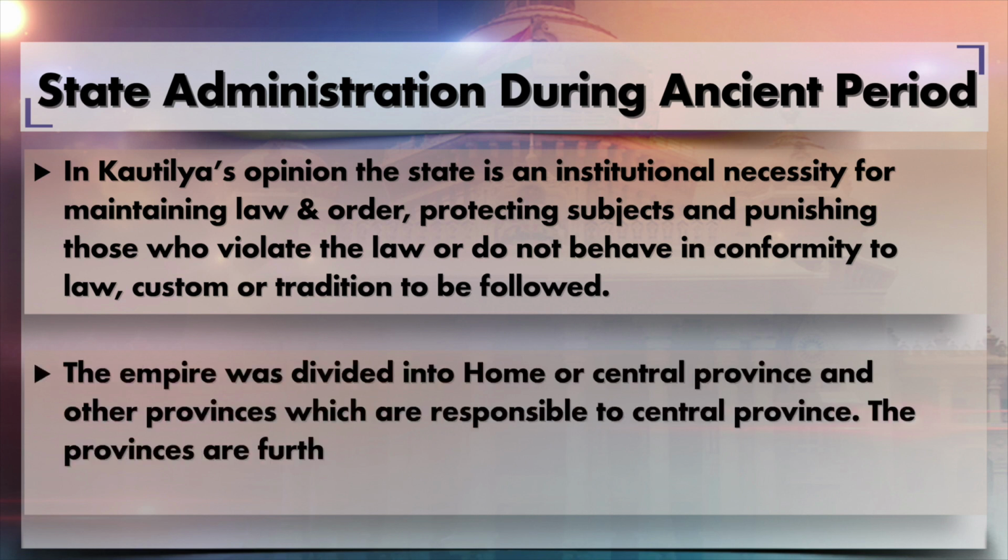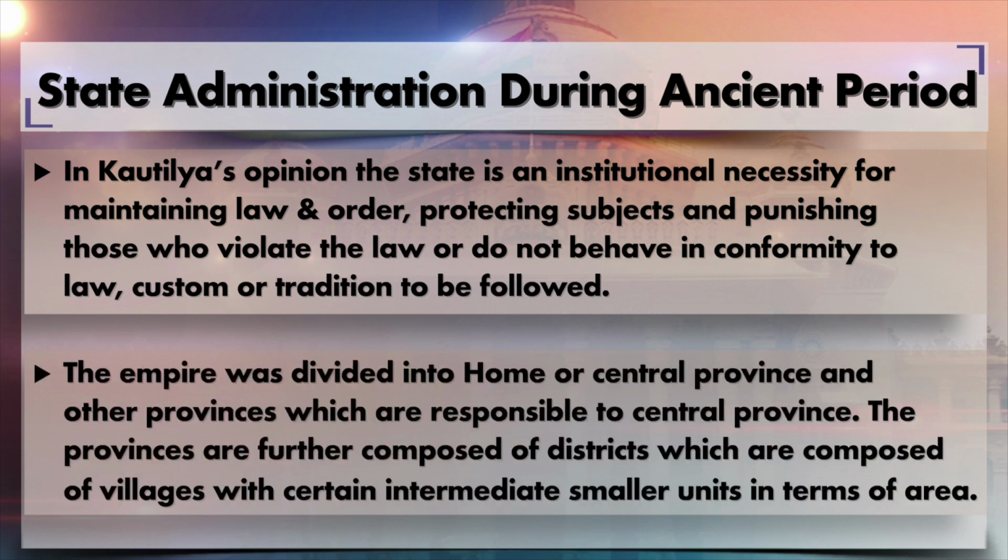The empire was divided into provinces. The central province, which was under the control of the king, was known as the home province. All provinces were divided into districts, and the districts were composed of villages. It has also been said that there used to be one intermediate level of administration in between the district and villages.